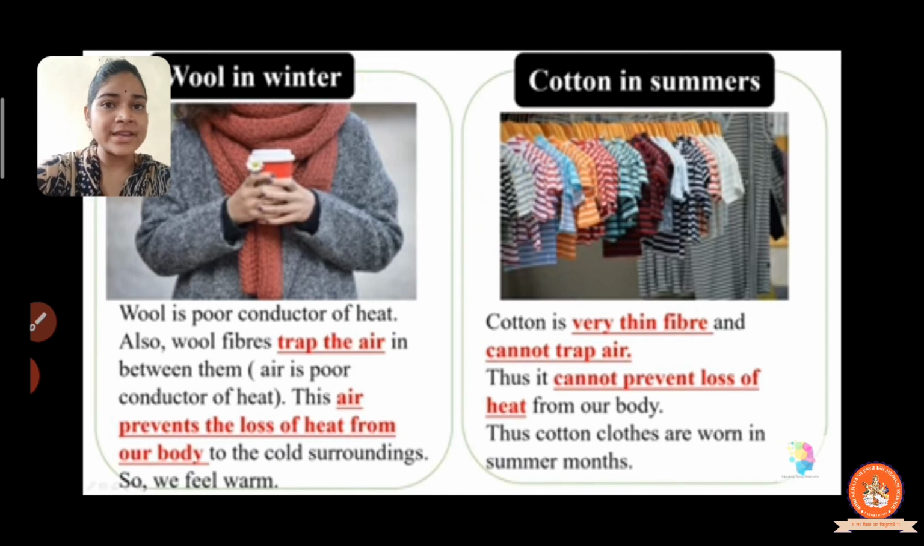And why do we wear cotton clothes in summer? Let us discuss. Cotton is a very thin fiber and it cannot trap air. Thus, it cannot prevent the loss of heat from our body. Thus, cotton clothes are comfortable in the summer months. That's why we wear cotton clothes in summer.